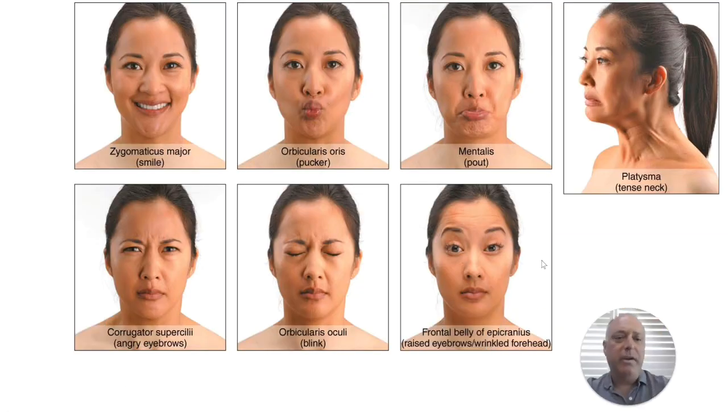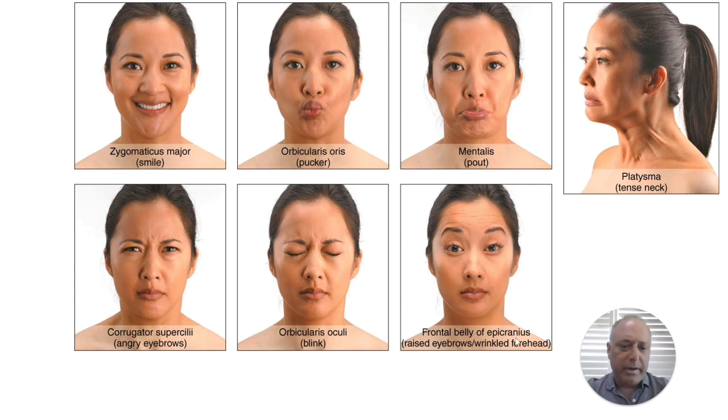So these muscles, when you contract them, there are various effects. Zygomaticus major is a good one for smiling. Orbicularis oris for puckering. Mentalis for pouting. And platysma, this girl is contracting her platysma. Corrugator supercilii, I didn't do that one, but angry eyebrows. Orbicularis oculi would be to close the eyes.